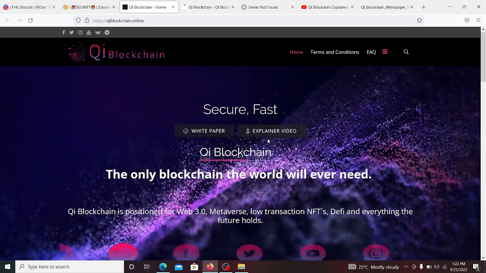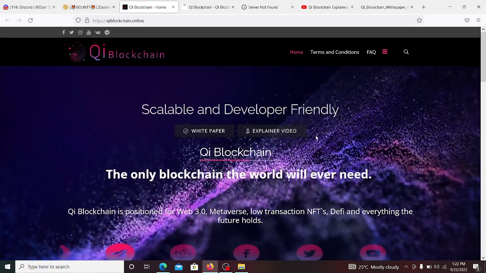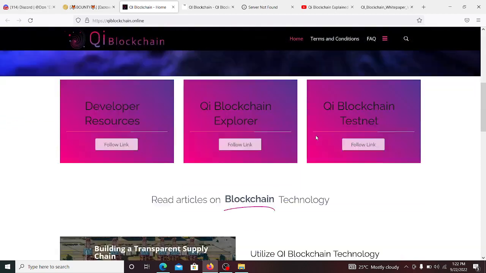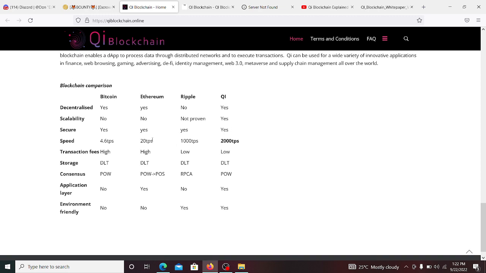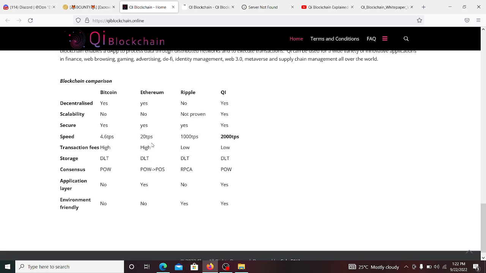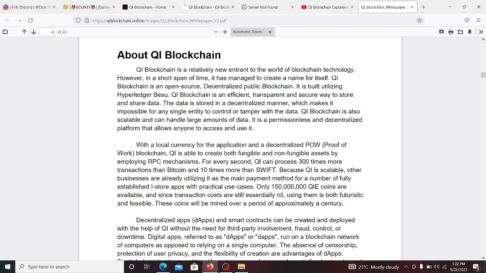It is secure, it is fast. So how fast is this blockchain? I've spoken about it before. Let me just go check it out. It's as fast as 2000 TPS, and the transaction fee is very, very low. These are the things I want you to understand here. Even Ethereum itself, which is proven to be fast, is just 20 TPS, and even Ripple tried, and it's just 1000 TPS. So this is the white paper of the project.